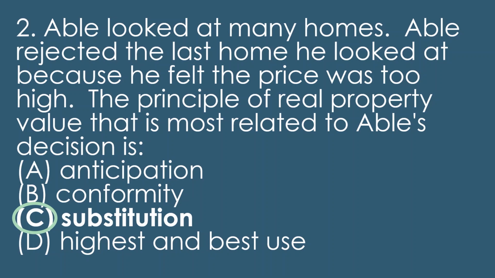But why not anticipation? Anticipation looks at the effect of net operating income that you're going to earn in the future. So what you anticipate your income stream to be. Conformity deals with how properties in a neighborhood or in an area resemble each other and conform to each other to increase value. And then highest and best use, that's usually what we look at on a vacant parcel of land, or a parcel of land that has a property that's not worth much, and what that property would be used best for.